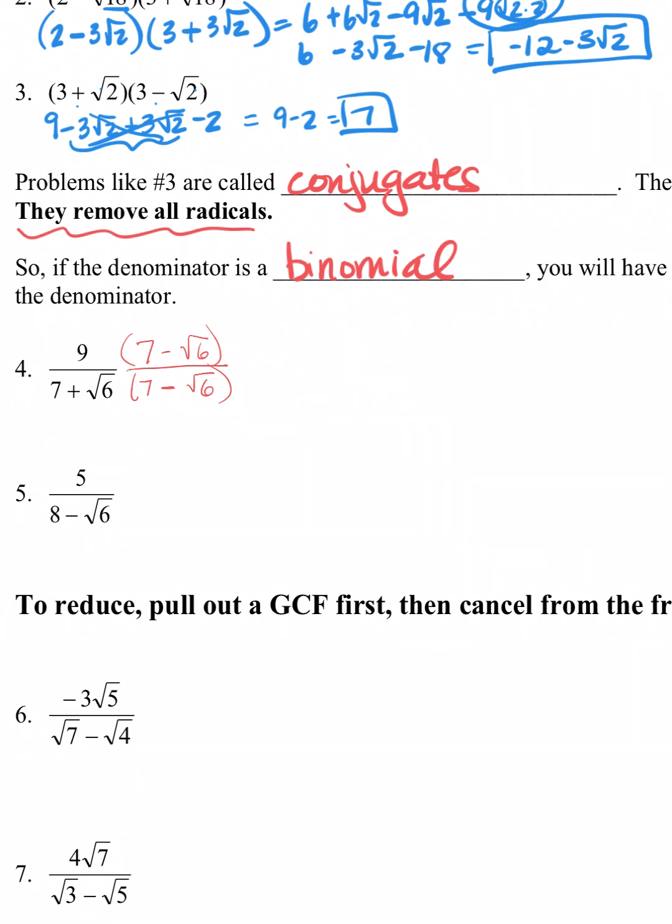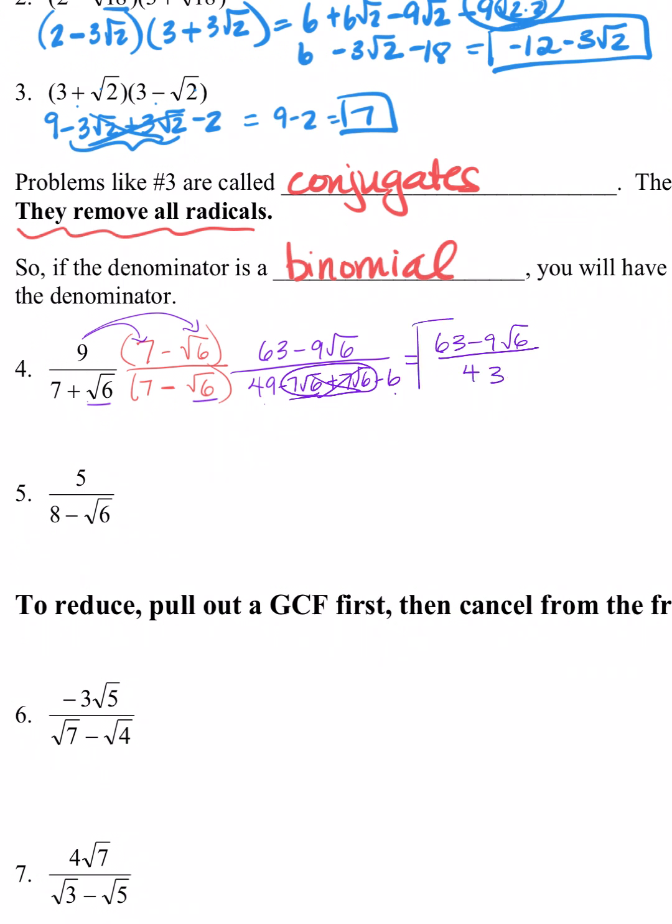Now let's do this. Let's just distribute that 9 here, and we'll have 63 minus 9 square roots of 6 on the top. On the bottom, first terms, we'll have 49 minus 7 square roots of 6 plus 7 square roots of 6. And then square root of 6 times square root of 6 is going to give me a 6, so it's going to be minus 6. So as I clean this up, I'll have 63 minus 9 square roots of 6 over. These two terms will cancel out, and I'll have 49 minus 6, which gives me 43.